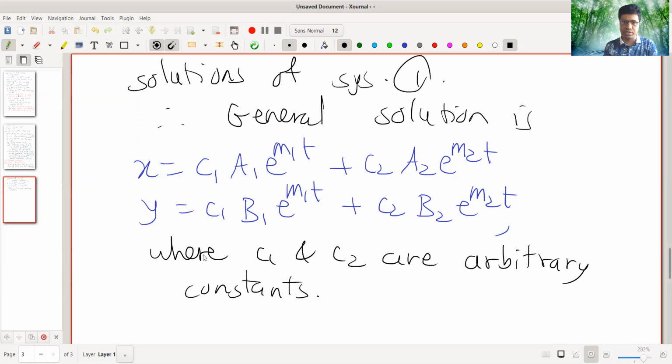In the next lecture, we discuss complex roots and repeated roots.